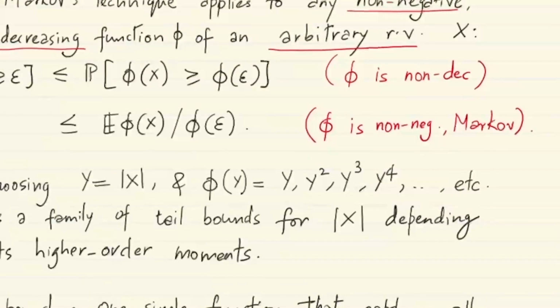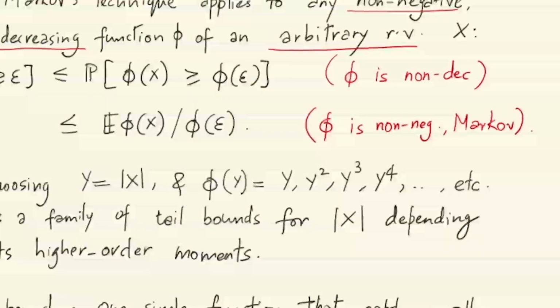So for example, if we choose y to be modulus of x, and phi of y equal to y or y square or y cube or y raised to 4, notice that phi is non-negative and non-decreasing on y which is non-negative. Okay, so as long as y is non-negative, which it is in this case, phi of y is indeed a non-negative non-decreasing function, and you could think of applying this method to y to give you a family of tail bounds for the random variable mod of x depending on its higher order moments.